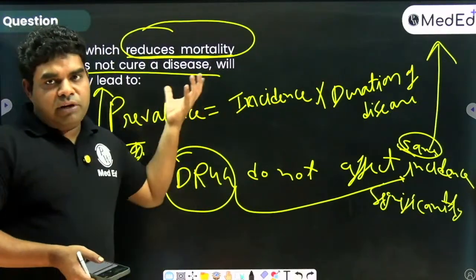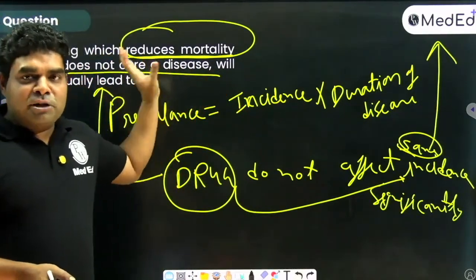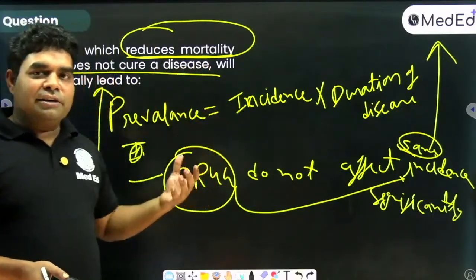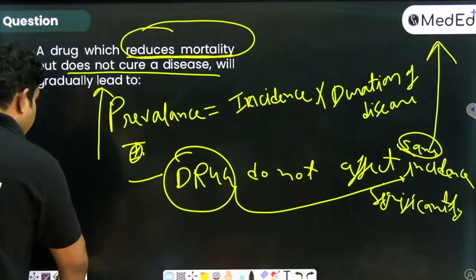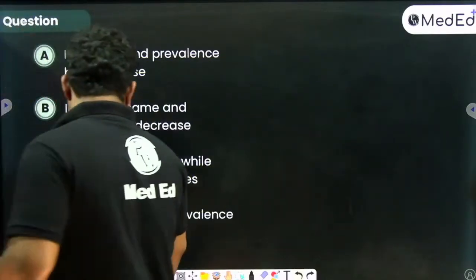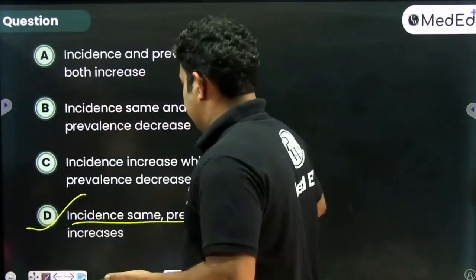And in this example, we clearly understood that because BP and sugar patients are neither dying nor getting cured, prevalence will increase, incidence will remain the same. So the answer will be: incidence same, prevalence will increase.